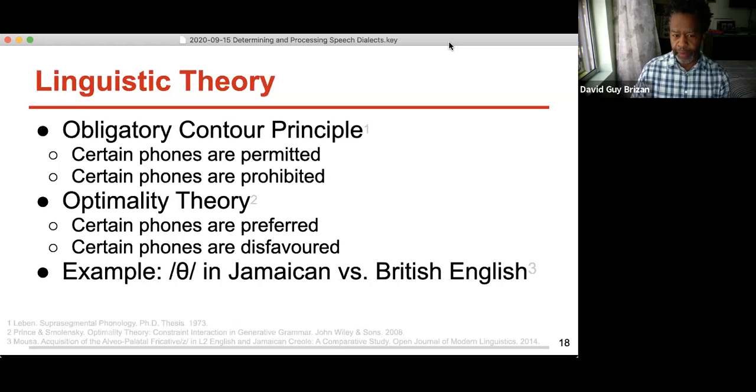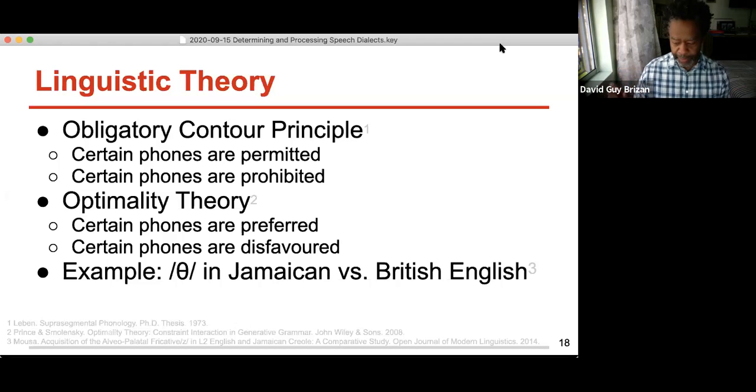One example here comes from Jamaicans who live in England, some of whom have a lot of interaction with the native English population, and some of whom are very steeped in the Jamaican culture. So this is a phone. This is a sound in human language, and that phone, it's the interdental fricative, I think it's called. It's the TH sound.